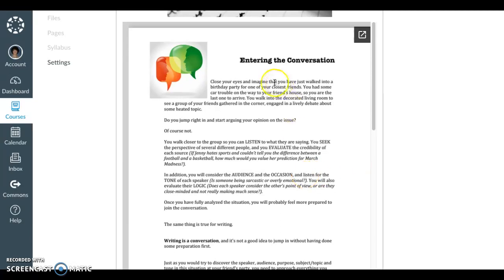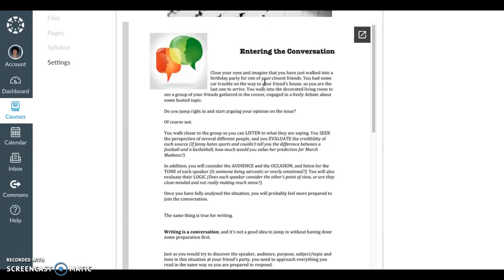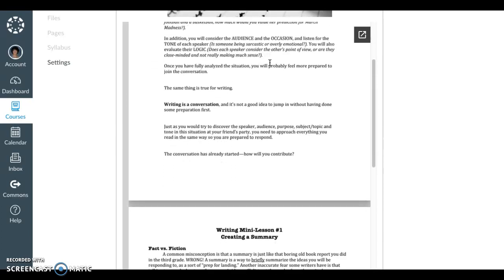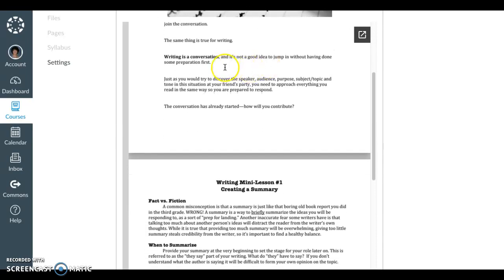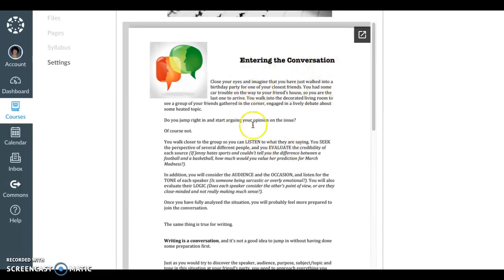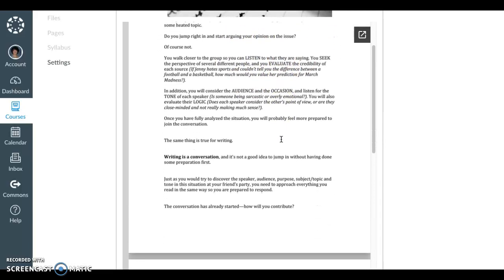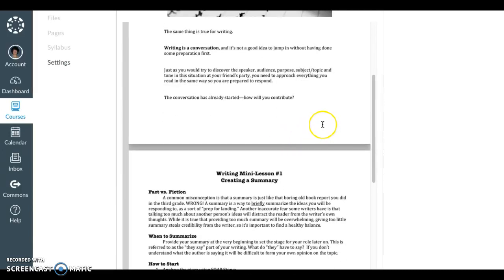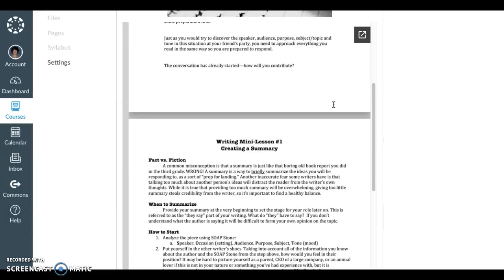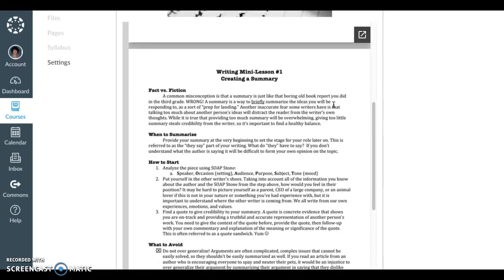So the first part, I'm not going to read this to you because you can read, but the first part is you just do in your mind, okay? The second part, writing, is also a conversation. Here it talks about when you enter a conversation, like 2 people talking or more than 2 people talking, writing is also a conversation, and it's not a good idea to jump in without having done some preparation first, just like you would want to do some preparation when you speak to people, because you need to speak to people in different tones depending on the situation.